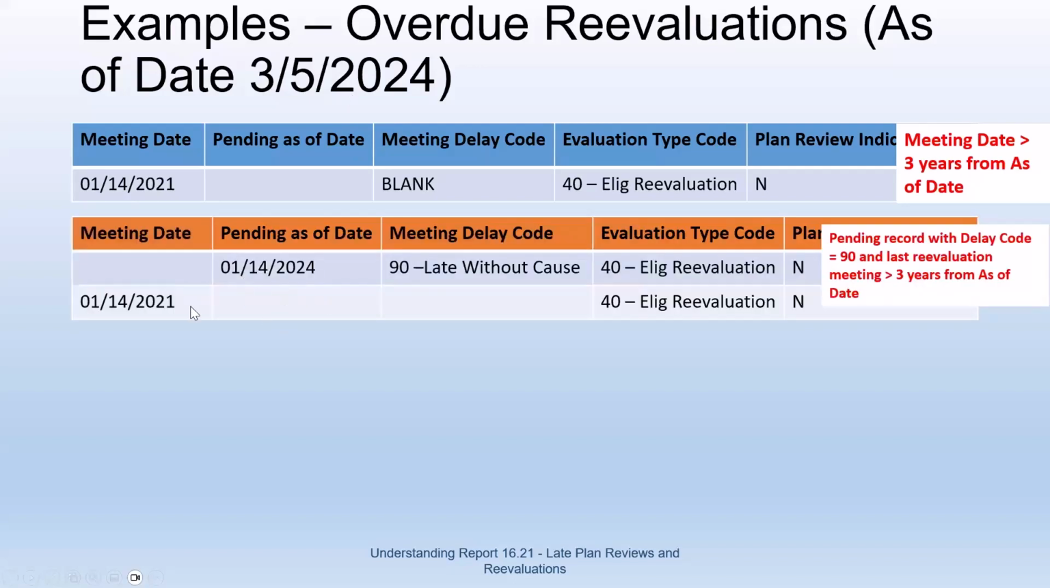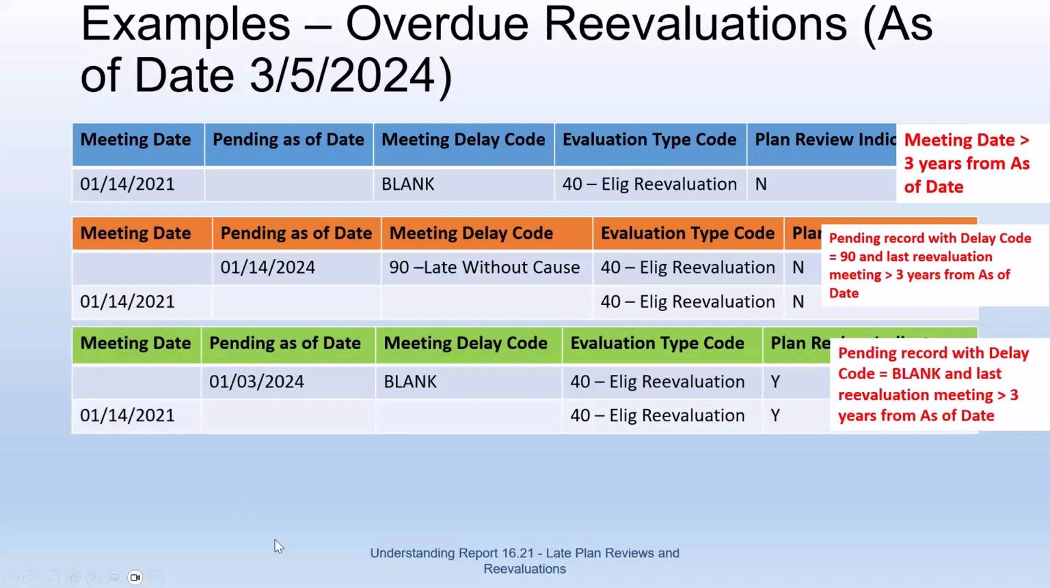So here we have 2 records. We know the last plan review was held on January 14th, 2021, and there was a pending record submitted on January 14th, 2024, but the meeting delay code indicates that it was late without cause. So therefore, this shows up as an overdue plan review with pending record.